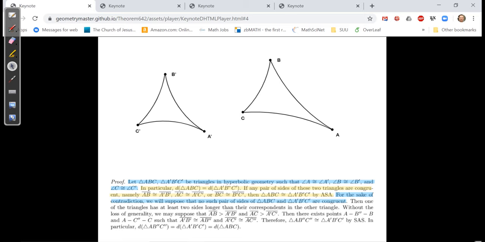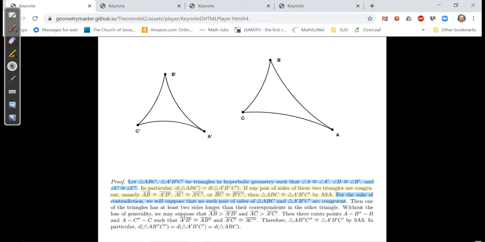So it's going to be true that one of the triangles is going to have two sides longer than the other. It could be all three, but if you consider all the possibilities, one triangle will necessarily have two sides longer than the other. Without loss of generality, let's assume triangle ABC has two sides longer than A prime B prime C prime, that AB is longer than A prime B prime, and AC is longer than A prime C prime.